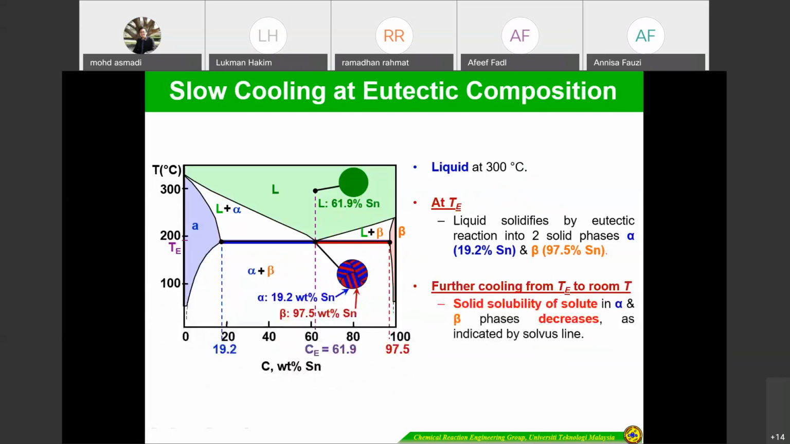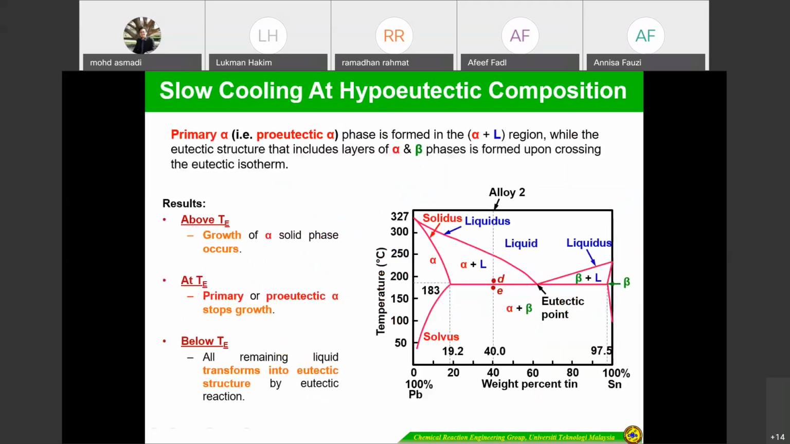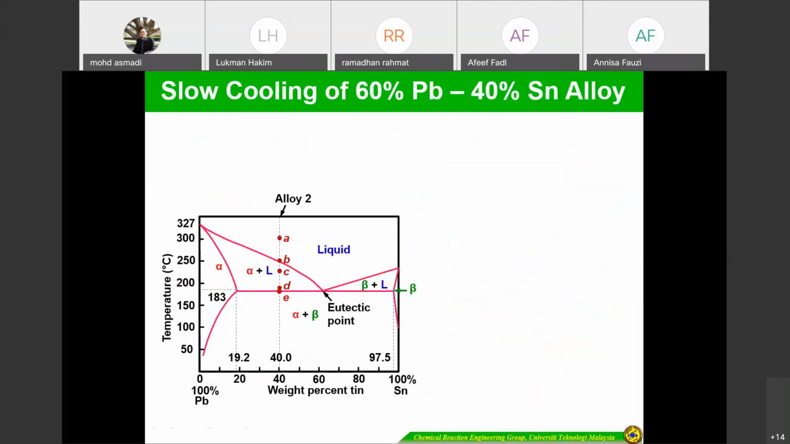Any question about this one? How to determine the composition at the eutectic point? Any question? So no question. I guess no question. Maybe we can stop here.